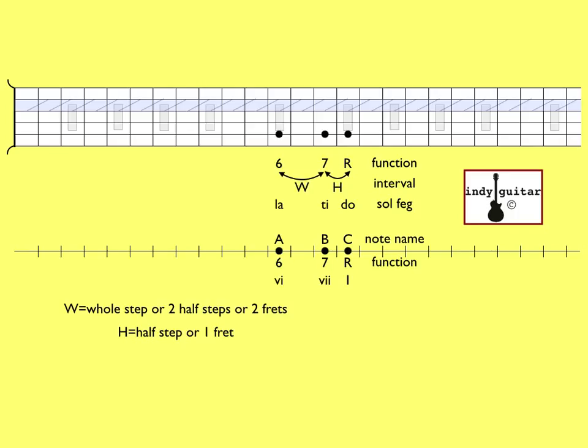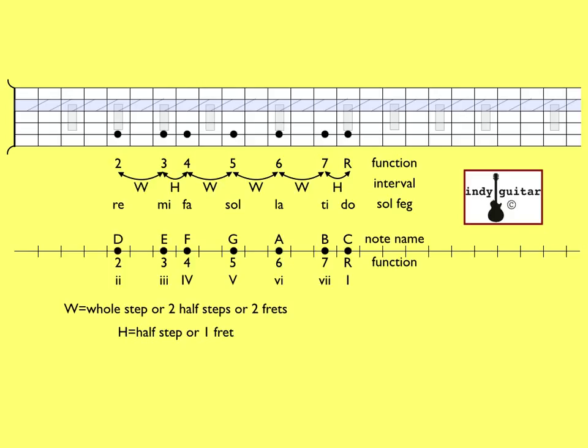7 to 6 is a whole step down. 6 to 5 is a whole step down. 5 to 4 is a whole step down. 4 to 3 is only a half step. 3 to 2 is a whole step. 2 back to 1 is a whole step.